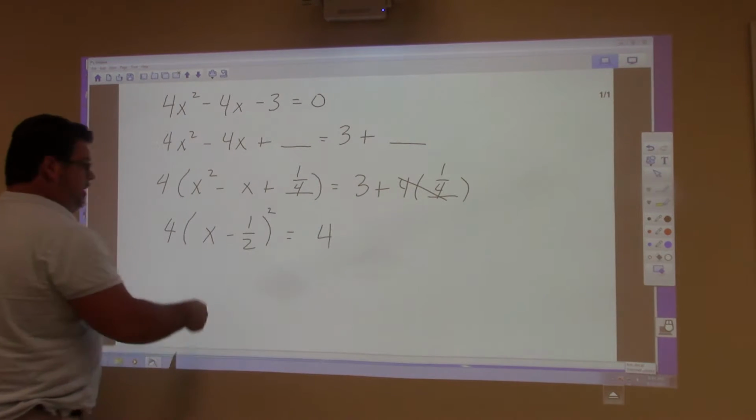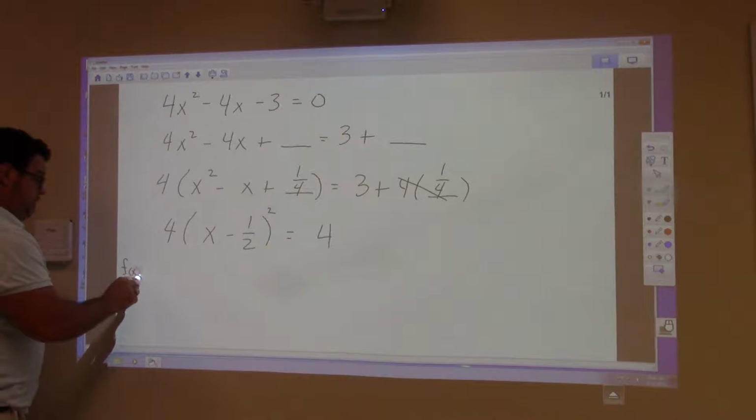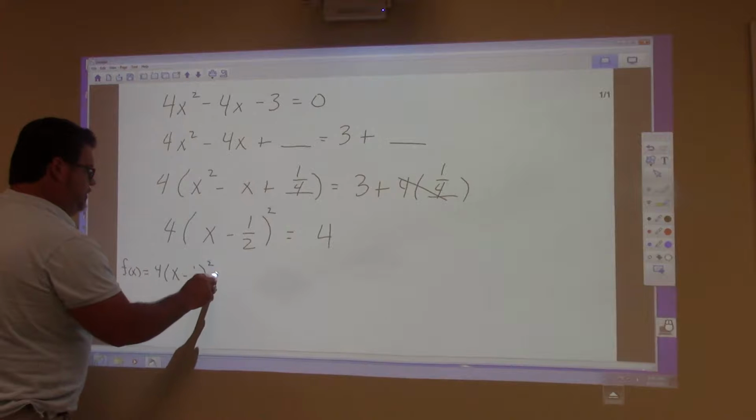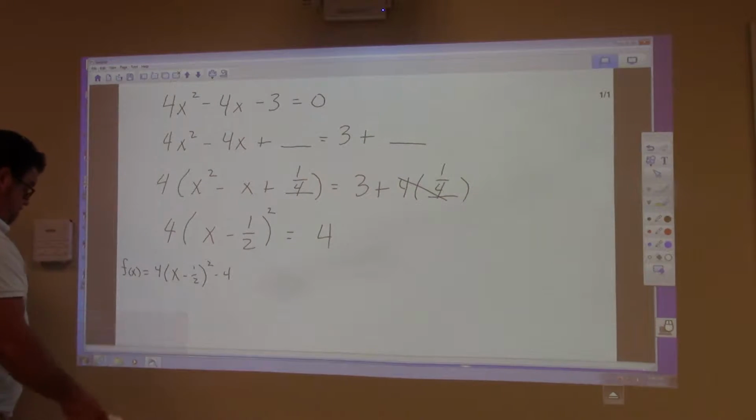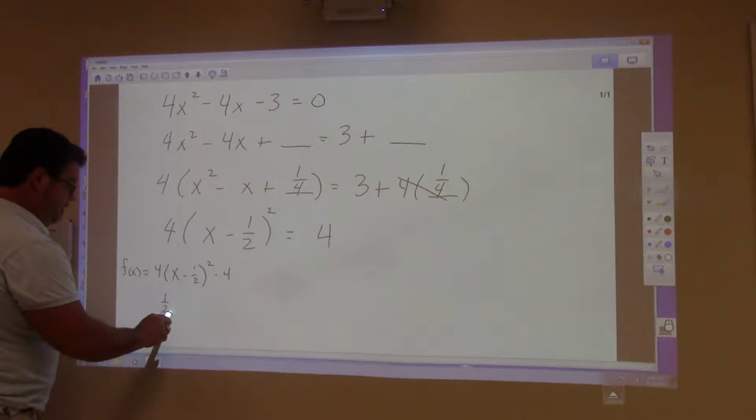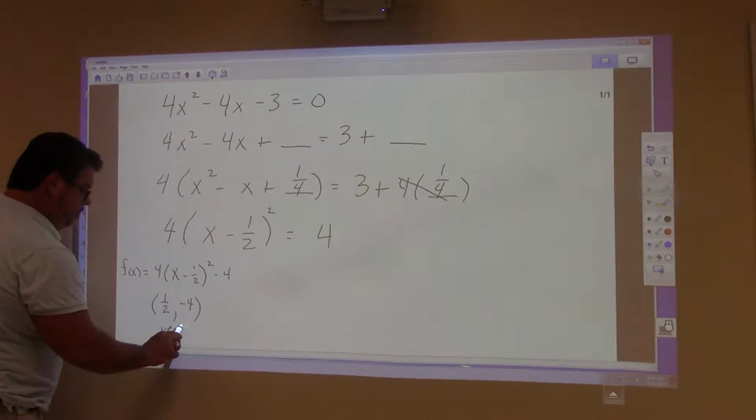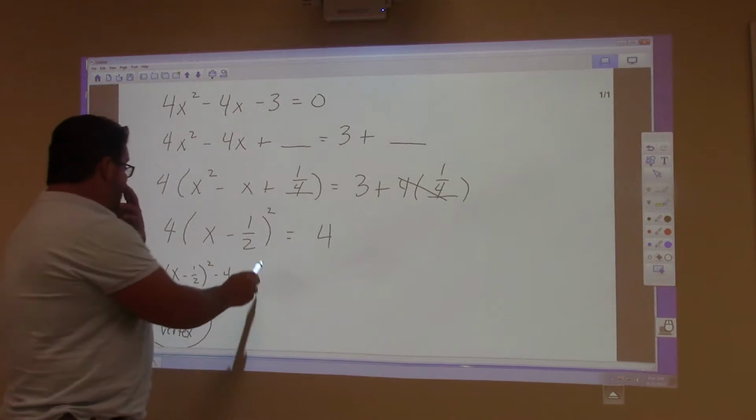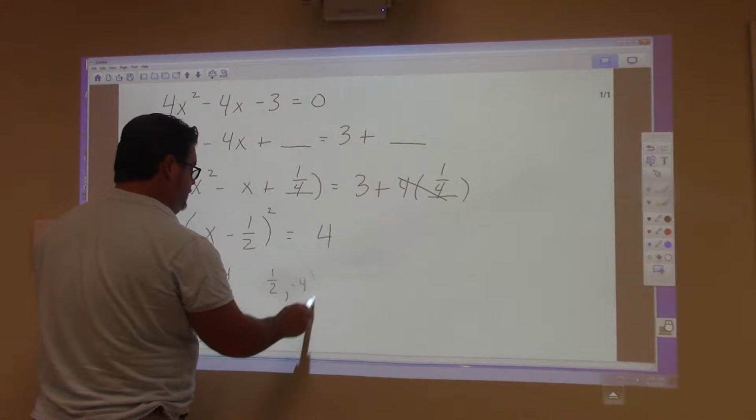So at this point, you can go 3 different ways. You can do f of x is equal to 4 times x minus 1/2 quantity squared minus 4. And at that point, you know that the vertex is 1/2 comma negative 4. Or you can just write it out as the opposite of both, 1/2 and negative 4.